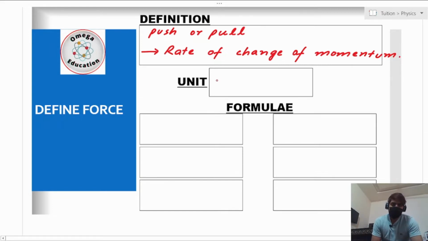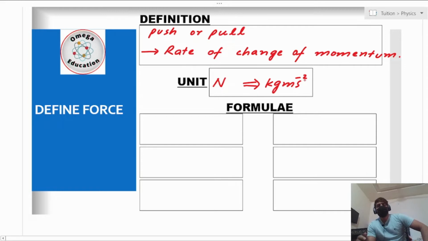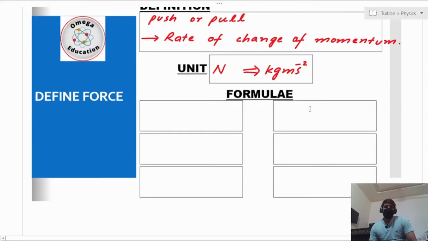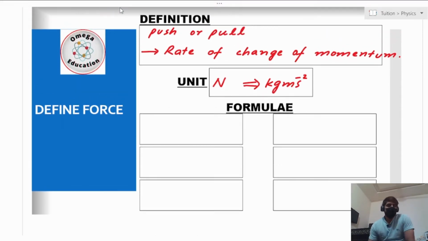So force is measured in newtons. The unit of force would be newtons. We'll always be using newtons as the final unit of force, which in terms of base units corresponds to kilograms meter per second square, kg m s^-2. If I split newton into the basic units, that would correspond to kilogram meter per second squared. Now what are the formulas that we would be using to calculate force?